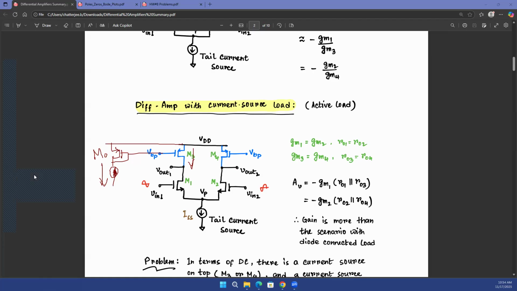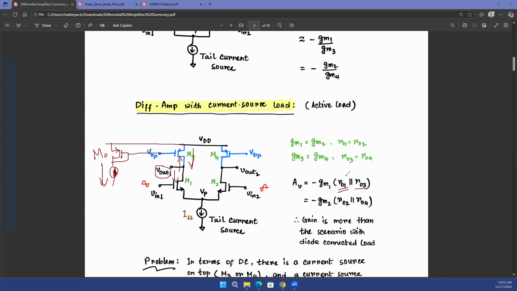So if you assume that you are doing the biasing for the M3 and M4 transistors, in that case, you do not have the diode-connected transistors M3 and M4 anymore. So looking up from the output terminal at this Vout1 terminal, you'll see the drain of the M3 transistor. That means you'll see RO3. Looking down, you'll see the drain of the M1 transistor. That means you'll see RO1.